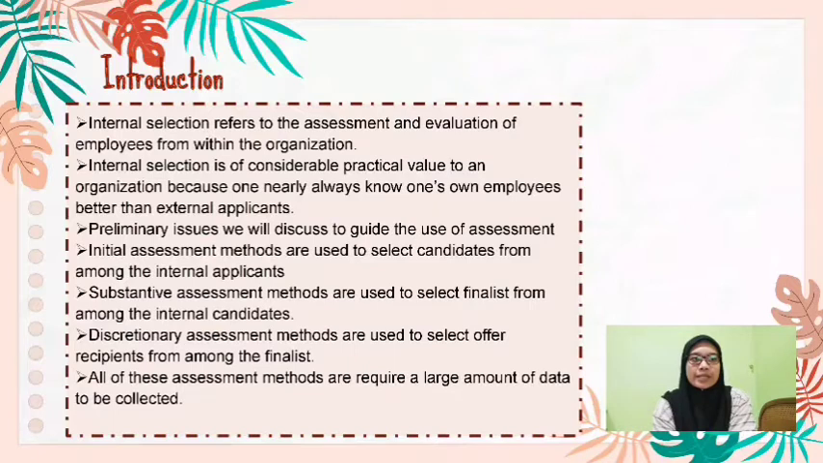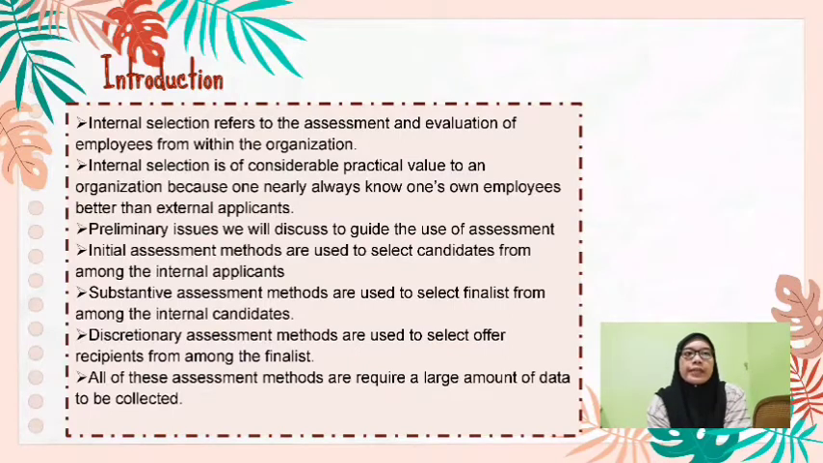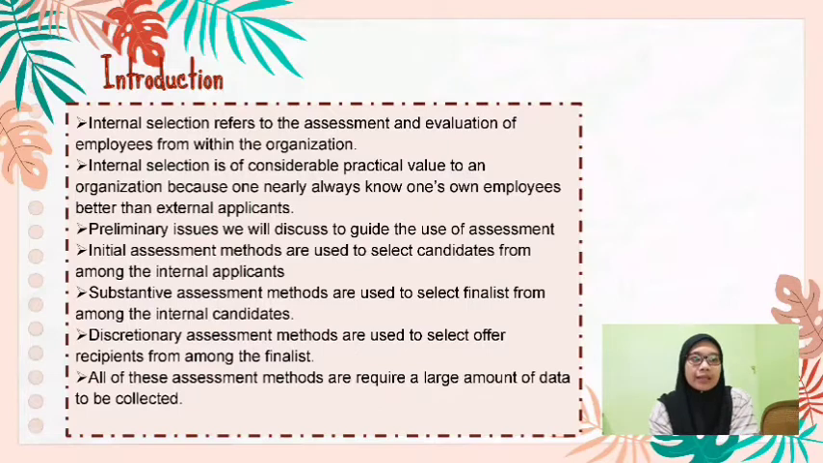Discretionary assessment methods are used to select a recipient from among the finalists. The factors on which these decisions are based will also be considered, including equal employment opportunity and affirmative action concerns, whether the finalists had previously been finalists, and second opinions about the finalists by others in the organization.